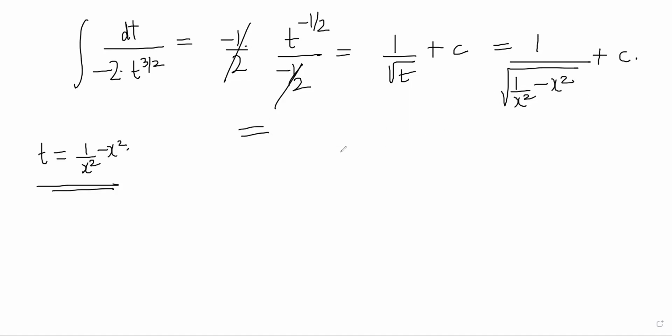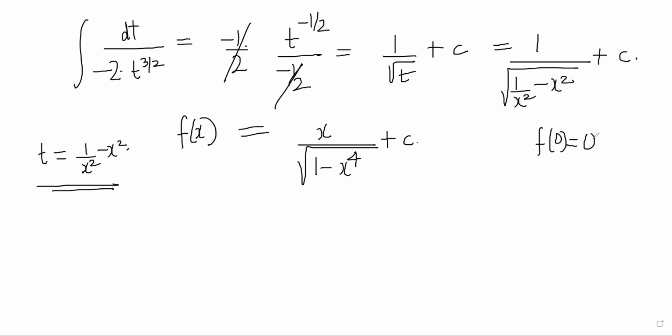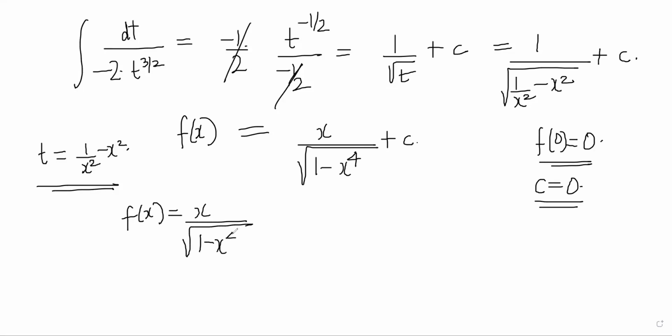So I can simplify this a little bit and it becomes x by root over (1 minus x power 4) plus c. That is my function f of x. And now they have given us in the problem that f of 0 is 0. So obviously c is 0, right? So my f of x has come now. f of x is equal to x by root over (1 minus x power 4).